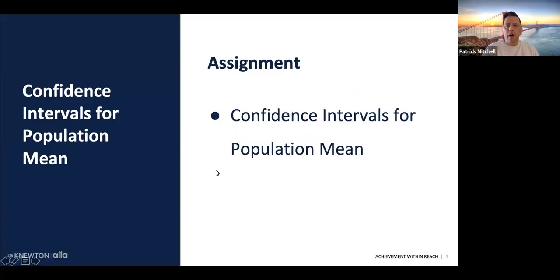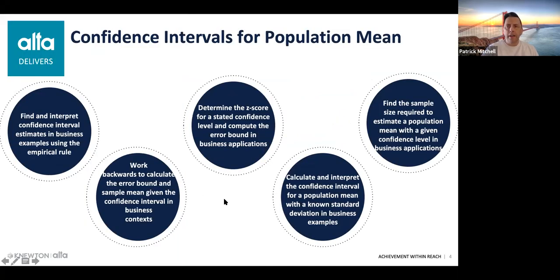Okay. So again, confidence intervals for population mean. Here are some of the objectives. Find and interpret confidence interval estimates in business examples using the empirical rule. Work backwards to calculate the error bound and sample mean given the confidence interval in business contexts. Determine the z-score for a stated confidence level and compute the error bound in business applications. Calculate and interpret the confidence interval for a population mean with a known standard deviation in business examples.